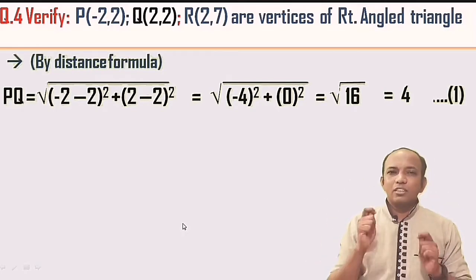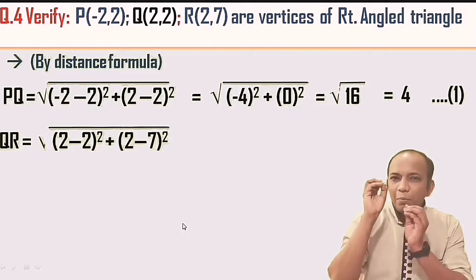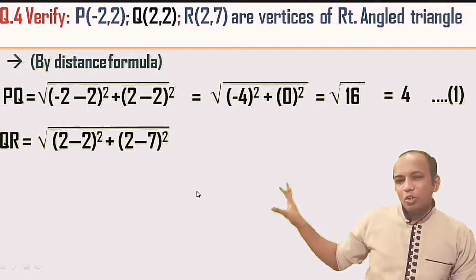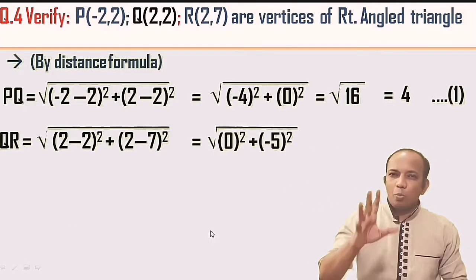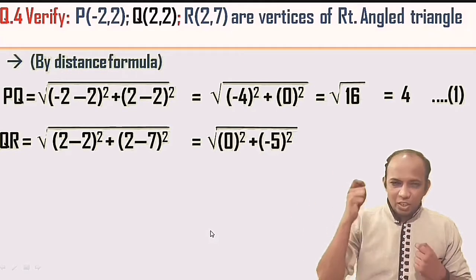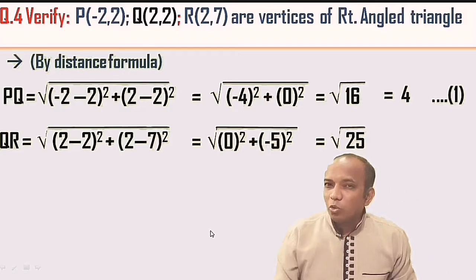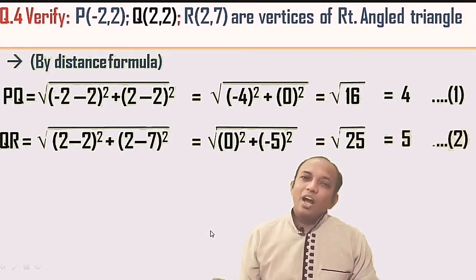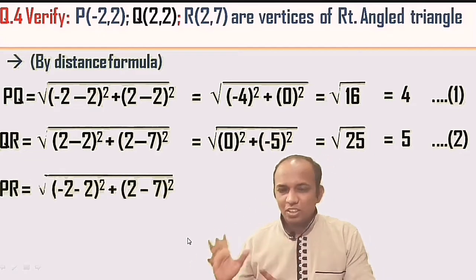Now let's find the distance QR, again by applying the distance formula. The moment you substitute the numbers in it, what do we get? We get under root 0 square plus -5 the whole square after carrying out the operations. -5 the whole square results in 25 under root. The moment you take the square root, again we are left with 5. That is number 2.